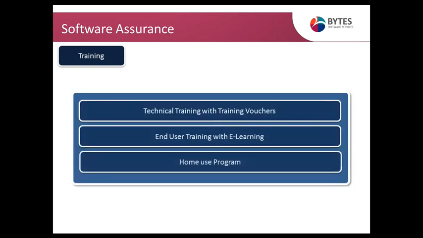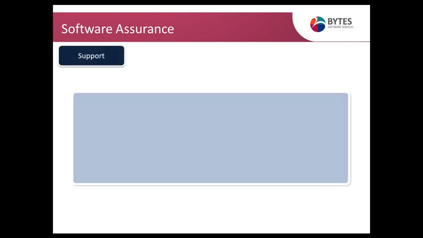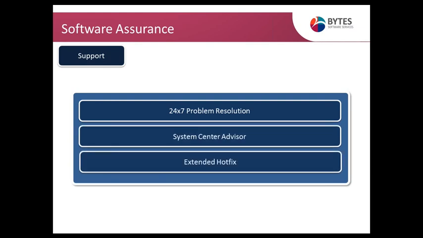Software assurance also gives you quite a lot of technical support. Depending on the level of software assurance that you buy, you can get 24/7 problem resolution support. These are support incidents with Microsoft, so you can call Microsoft and they help you resolve the problems you're having. You've also got System Center Advisor, helping you with System Center, and Extended Hotfix as well.